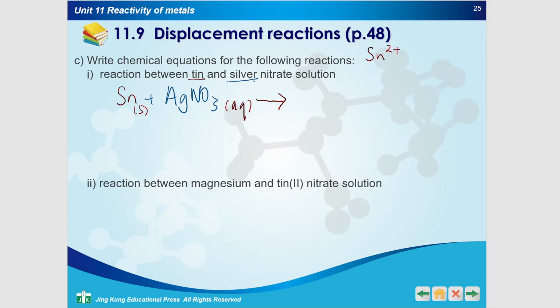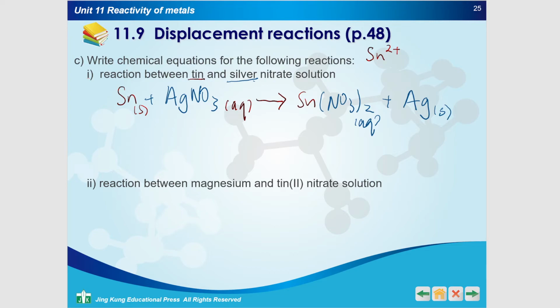So here I'm going to write that back down. You have Sn(NO3)2, and of course you have your silver that's left behind. Okay, actually, to tell you, later on in book 2A, you'll learn more about why this is an AQ, why some of them are solids, but we'll leave that for later. Now you need to balance it.